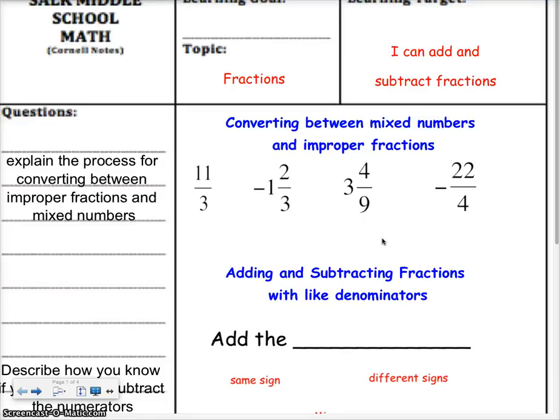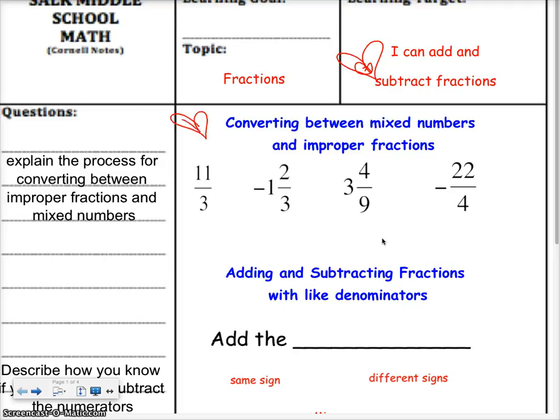Okay, today we're going to slowly work our way to adding and subtracting fractions, whether they have like denominators or unlike denominators. Your learning target: you can add and subtract fractions. However, what's different today than in 6th grade is that you have to apply integer rules. So you're going to have positive and negative fractions that you're going to add.